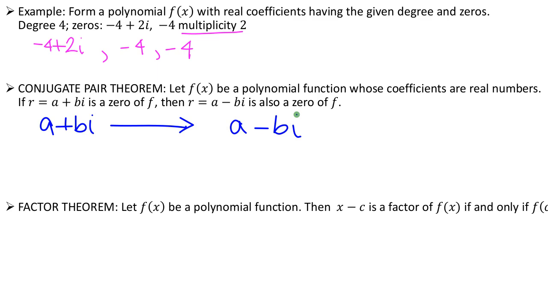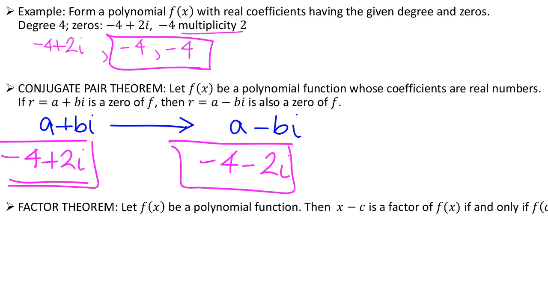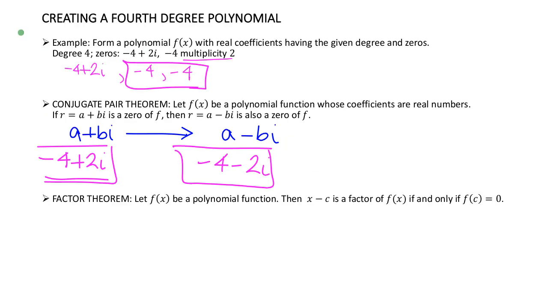So in our example, we have -4 plus 2i. That means -4 minus 2i will also be a zero for this function. So we now have all 4 needed zeros, right? Here's 1, here's 2, and then again, we have our two -4s that we talked about earlier, okay? So now we can use the factor theorem to go ahead and take our zeros and rewrite them as factors of our function.